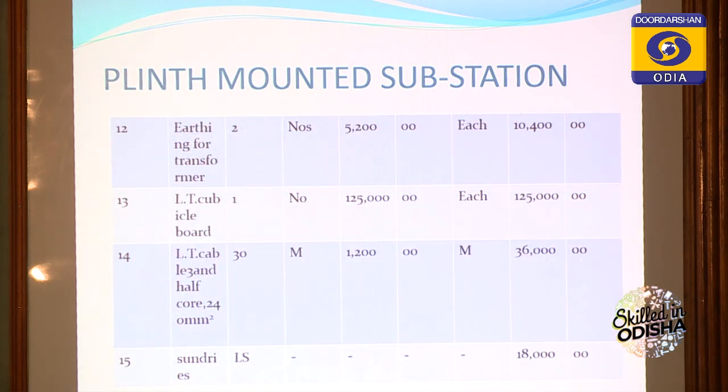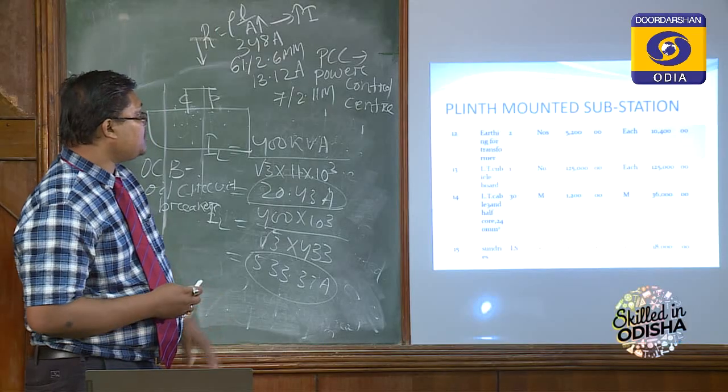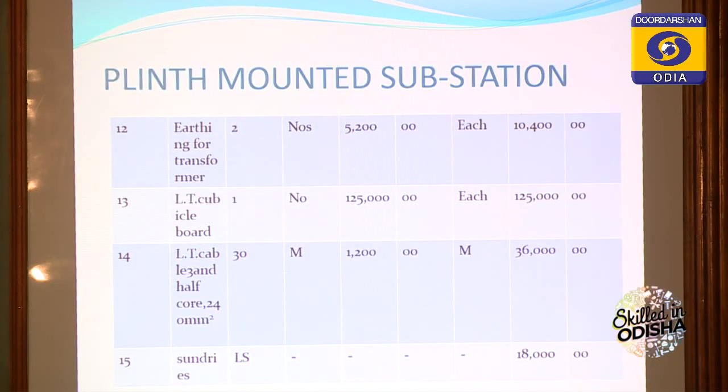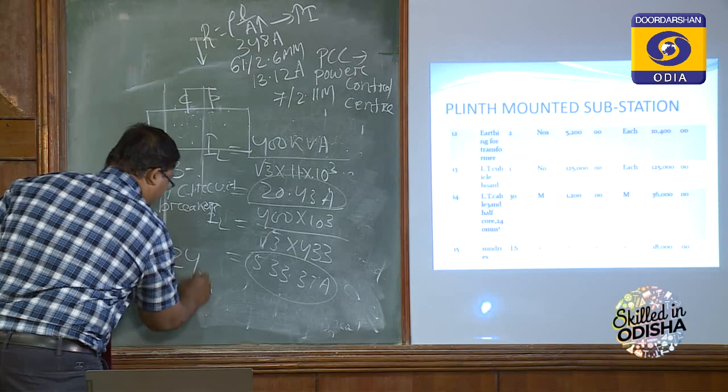Next, earthing for transformer, that is 2 sets, 5,200 per set. So total is 10,400. LT cubicle board is required, one number, that will cost 1,25,000. So the total cost is 1,25,000. Next, LT cubicle half core 240 mm square LT cable.